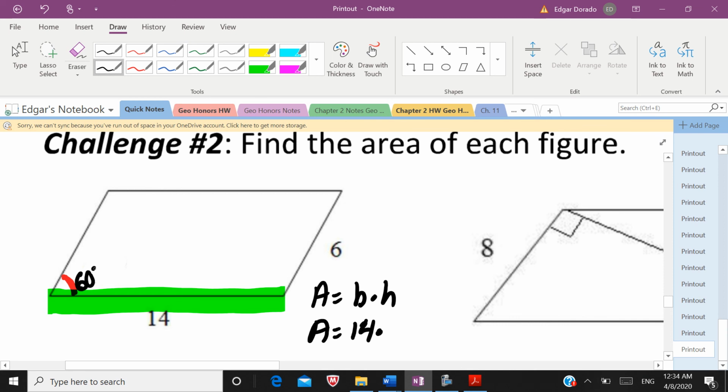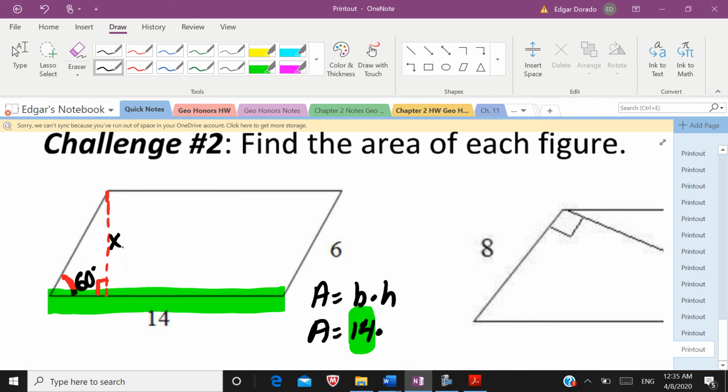So here's my base. My base is 14. Let's draw a height. Again, a height has to be perpendicular to the base. There it is. This is my height. Now, do I know what it is? No, not yet, but I'm pretty sure I could figure that out.